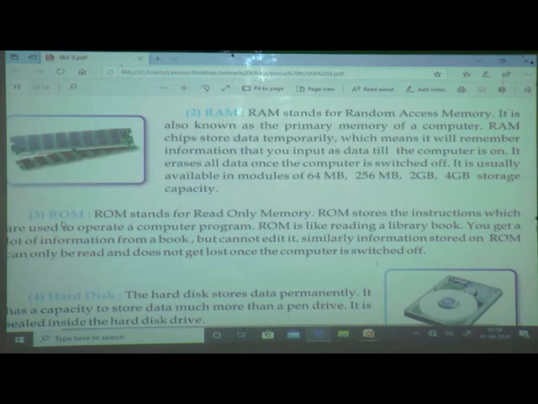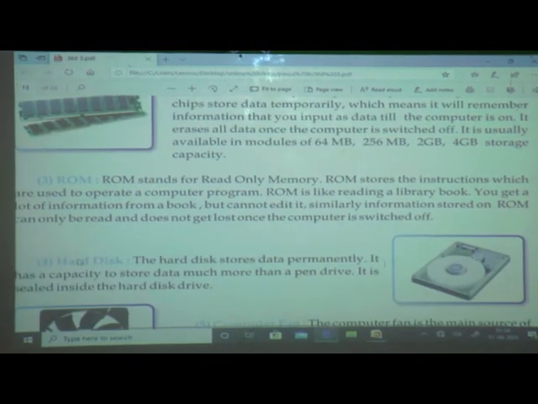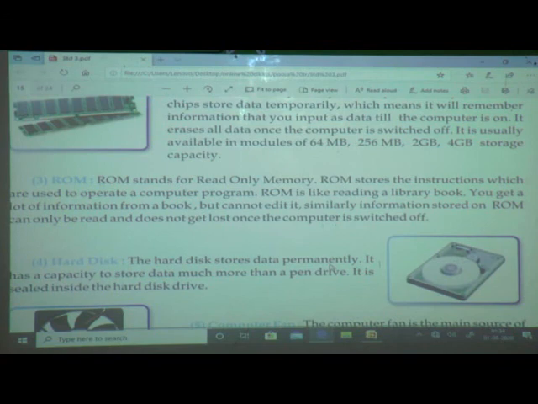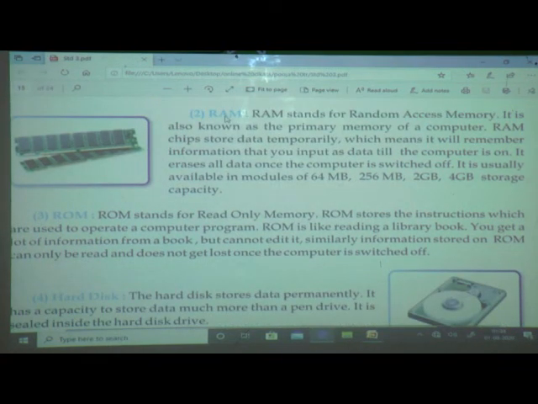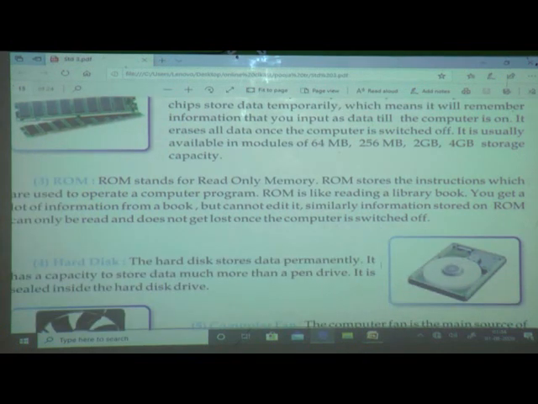Next is ROM. ROM means read only memory. We can read in it, but we cannot make any changes in it. Next, the hard disk. The hard disk can store the data permanently. It is the opposite of RAM. RAM stores the data temporarily, but the hard disk stores the data permanently, and it can store more data than the pen drive.